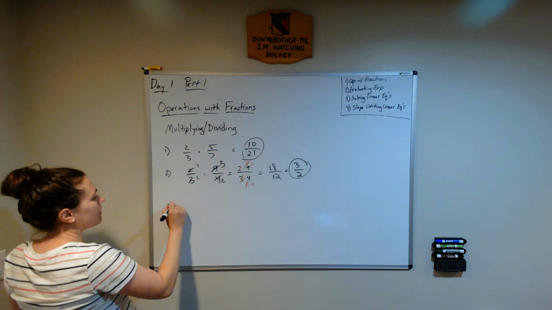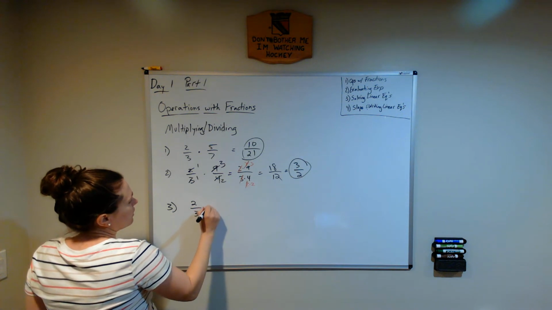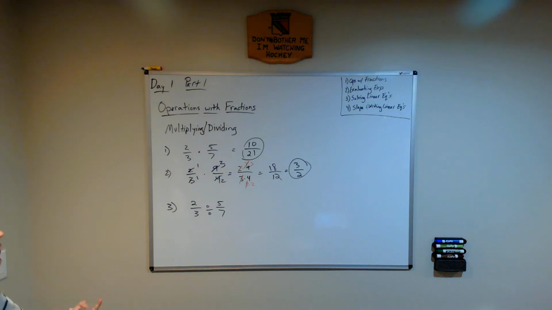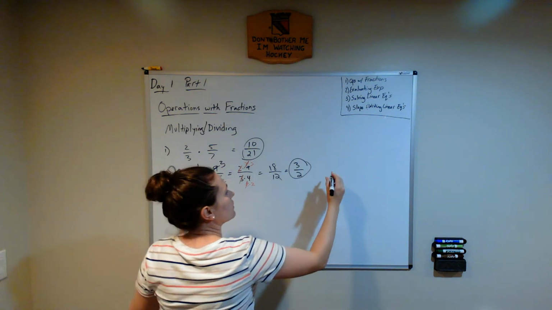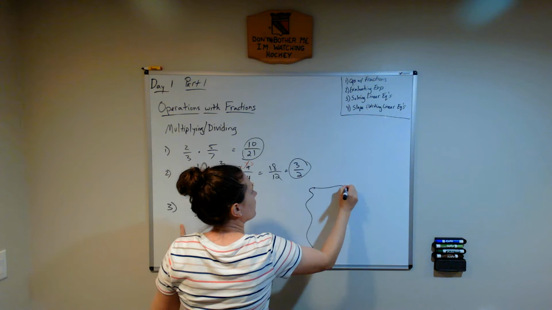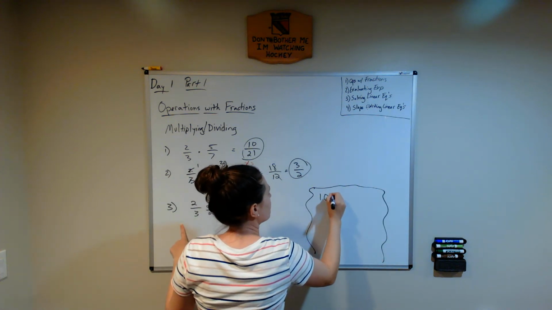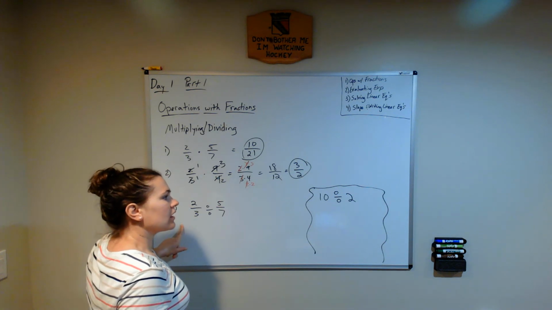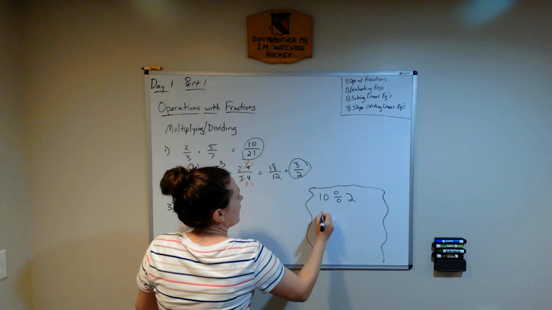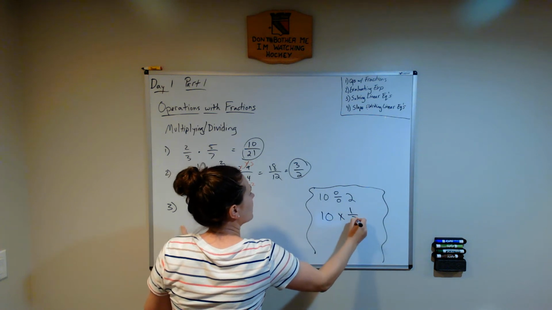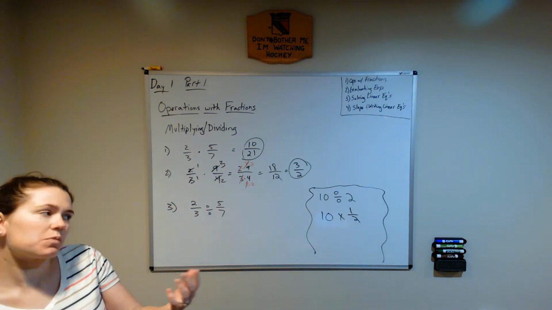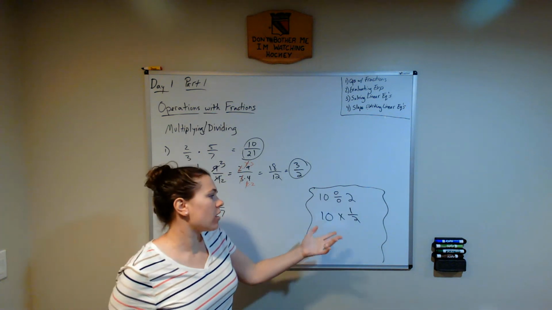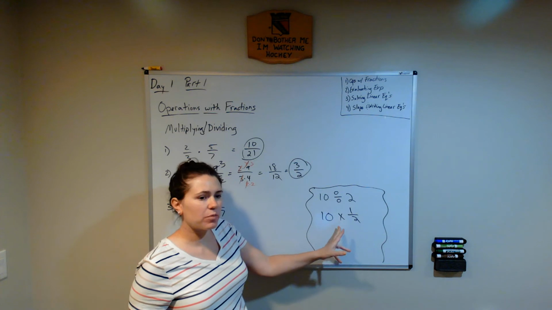So next up is dividing. So if you have 2/3 divided by 5/7. Think about it like this: 10 divided by 2 is saying the same as 10 times 1/2. You're going to take 10 and split it, divide it by 2, which means what is half of 10? That of is multiplication.